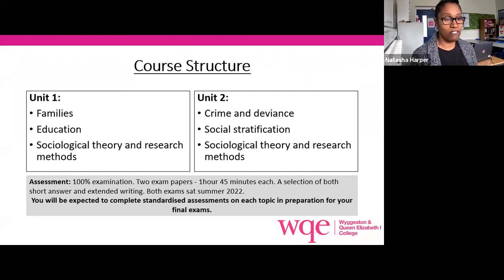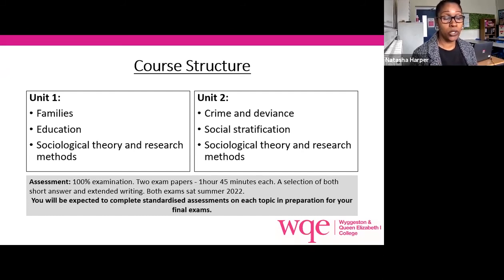The slide in front of you now gives you the course structure. You can find this on the website under course information. Largely, sociology is made up of 2 units, comprising 2 exam papers taken at the end of the year in the summer. Unit 1 is about families and education, so we're largely looking at the main social structures here, as well as sociological theory and research methods such as questionnaires, observations, interviews, etc.